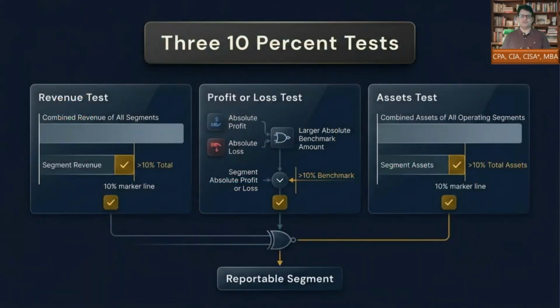There are three 10% tests: the revenue test, the profit or loss test, and the assets test. The key memory point is that this is an OR structure. A segment does not need to pass all three tests. Passing any one test is enough to make the segment reportable. Failing all three does not prohibit voluntary disclosure, but it means the segment is not required to be separately disclosed by the quantitative 10% tests.